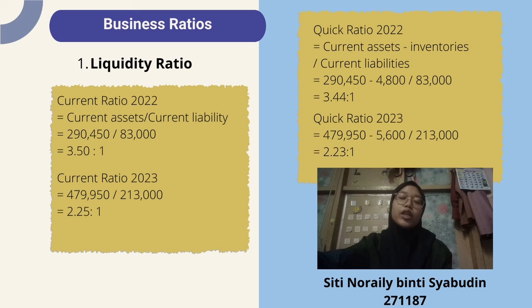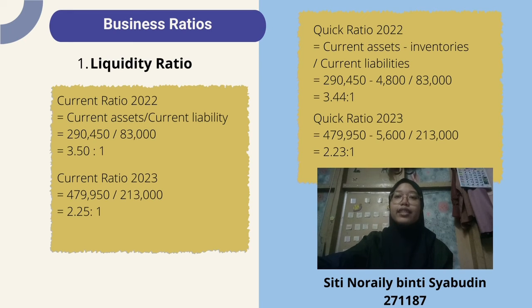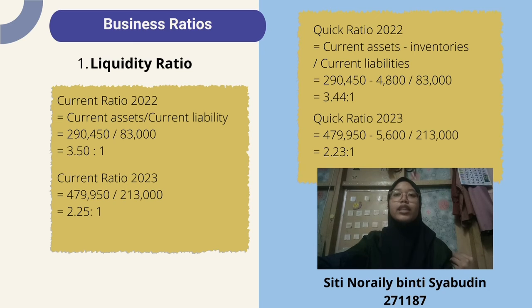Okay, next I will talk about business ratio. First, we talk about liquidity ratio. Under liquidity ratio, we have two ratios, which are current ratio and quick ratio. For the current ratio, the formula is current asset divided by current liability. For 2022, the current ratio of Sweetylicious is 3.50 to 1, which means that for every 1 ringgit of the Sweetylicious current liabilities, the company has 2 ringgit 50 cent of asset available to pay the debt. Meanwhile, in 2023, the current ratio for Sweetylicious is 2.25 to 1, which means that for every 1 ringgit of current liabilities, Sweetylicious has 2 ringgit and 25 cent of asset available to pay the debt.